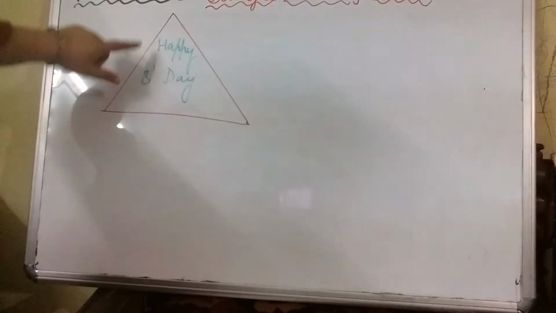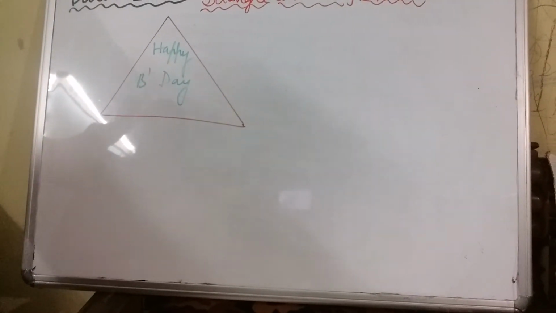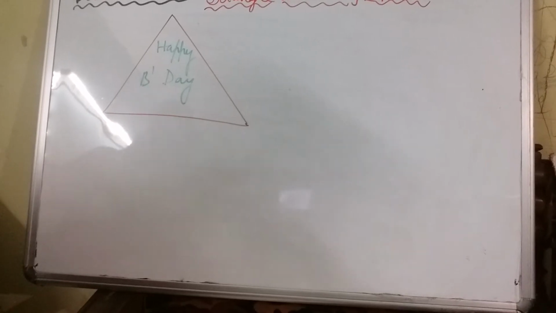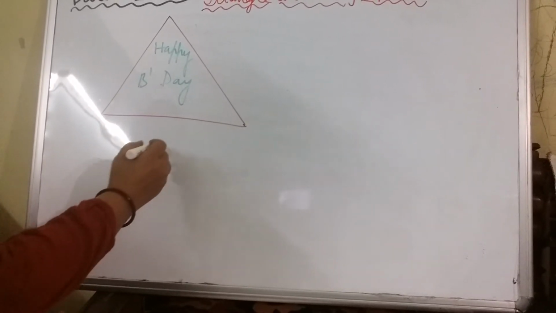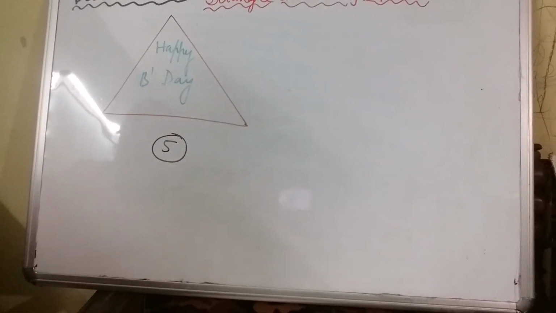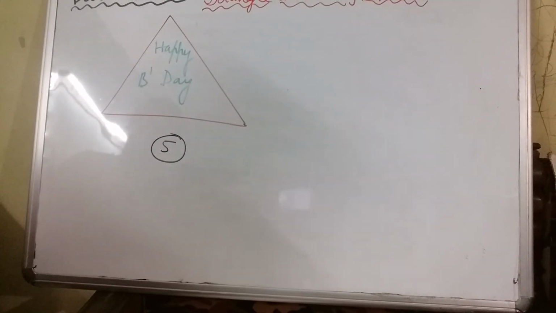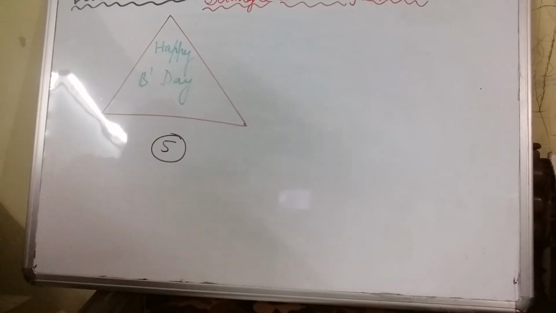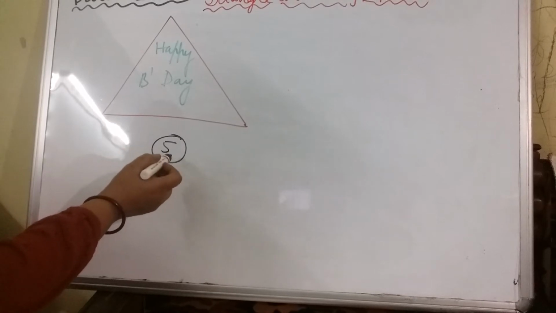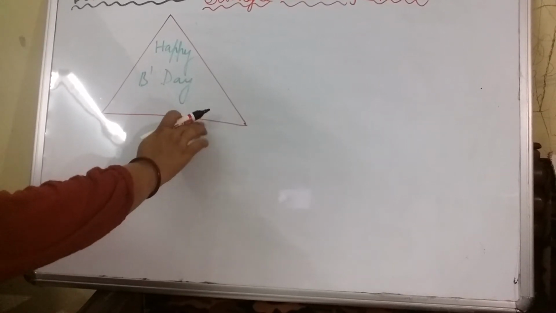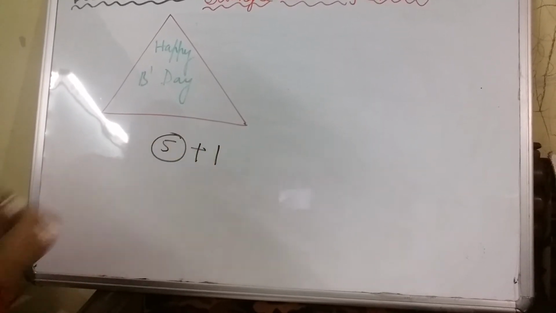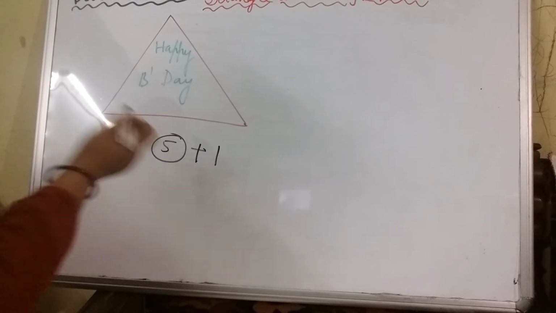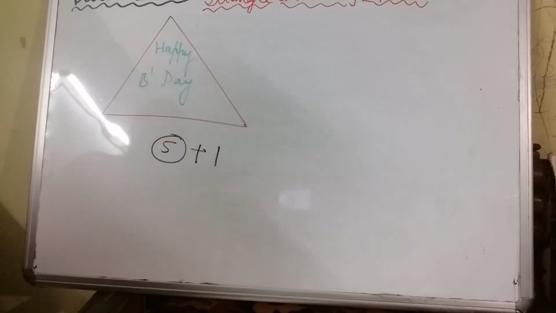Say this is a cake mother has ordered for your birthday. You have invited 5 friends, and mother asks you to divide this cake into 6 equal parts, because you have invited 5 friends and you are 1, so 5 plus 1 is 6. This cake needs to be divided into 6 equal parts.